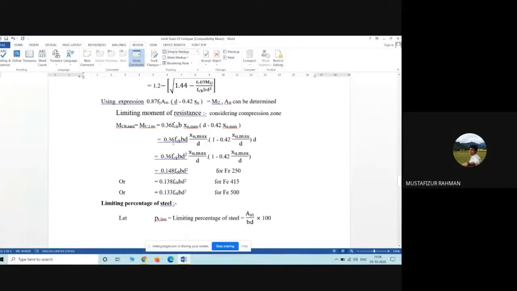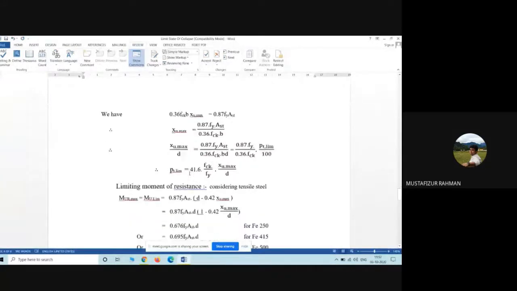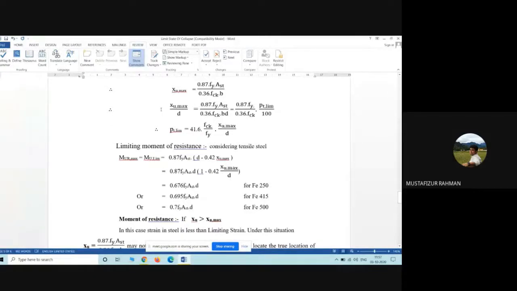That similar expression we can find with respect to steel, because we have already got one expression, moment of resistance with respect to steel, 0.87 Fy AST D minus 0.42 XU. Now if you replace XU by XU limit, XU maximum, then it will be MUR with respect to steel. This is what previously we had got with respect to concrete. Okay, so this we had obtained, the limiting moment of resistance with respect to steel, 0.87 Fy AST D minus 0.42 XU maximum.